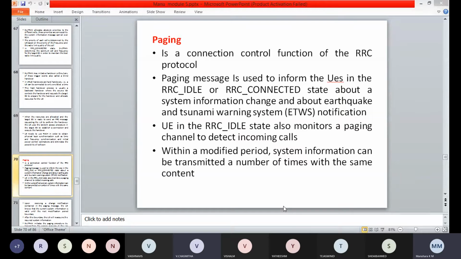The preparation, execution, and completion. Okay, good. And also we have discussed the RAN procedures for mobility. So today we'll go with paging.